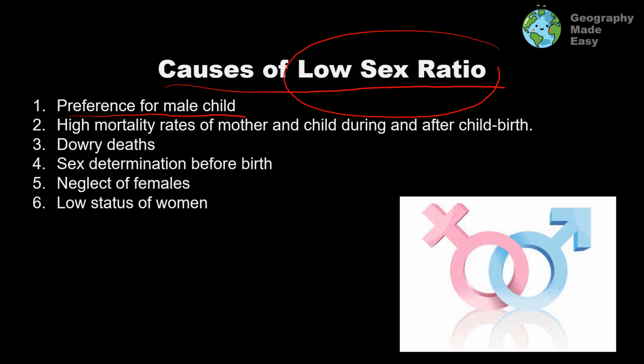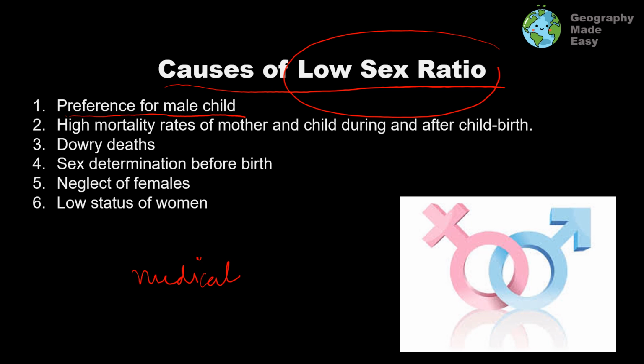The second point is the high mortality rate of mother and child during and after childbirth. In this case, we see the lack of medical facilities, especially in rural areas, and also no awareness or neglect on the part of families for the pregnant mothers and the child who is born, especially if it is a female child, which leads to their death. And hence again we see that the sex ratio is unfavorable towards females.